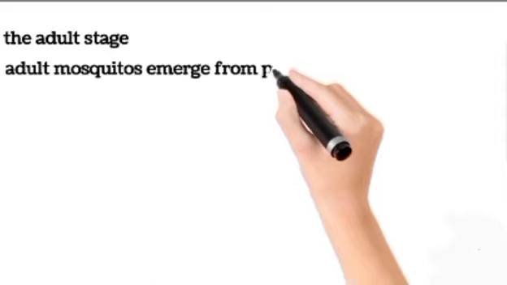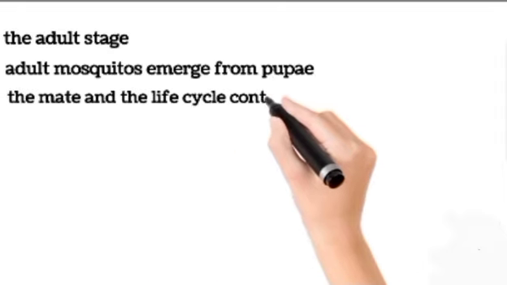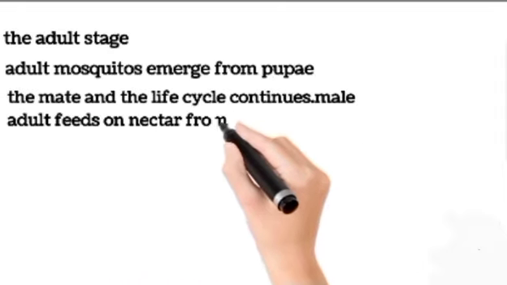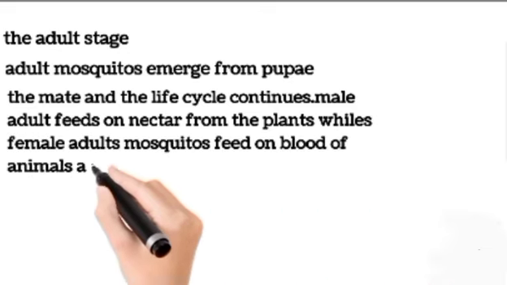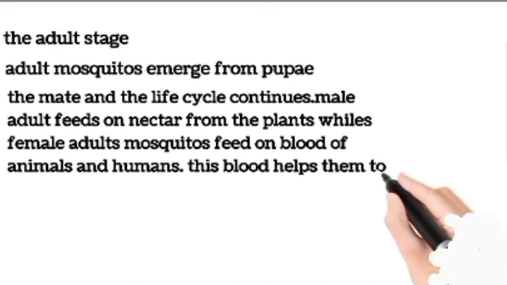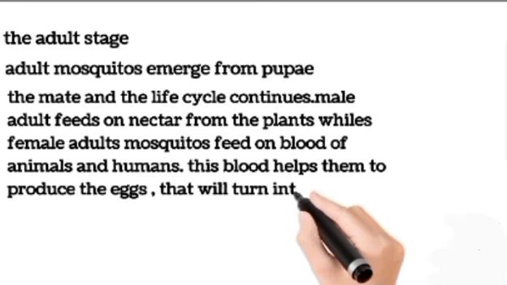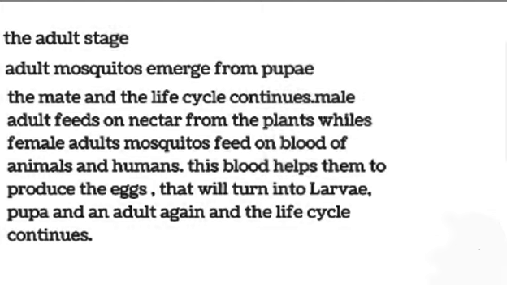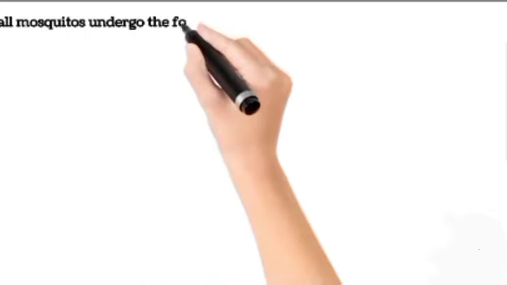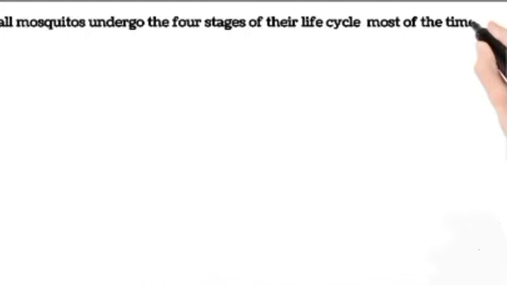They mate and the life cycle continues. Male adults feed on the nectar of plants, whilst female adult mosquitoes feed on blood from animals and humans. This blood helps them to produce eggs, and the eggs will turn into larvae, pupa and adult, and the life cycle continues. All mosquitoes undergo the 4 stages of their life cycle.